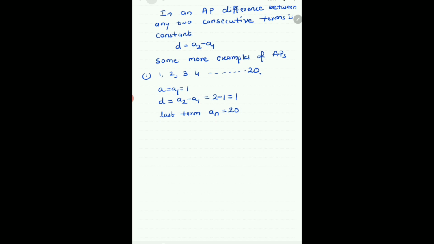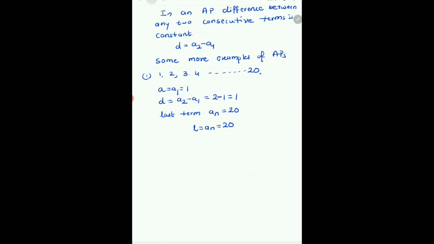So how many terms are here? There are n number of terms. Number of terms is equal to n. So which is the last term? Last term is L. That is, L is equal to an, which is equal to 20.